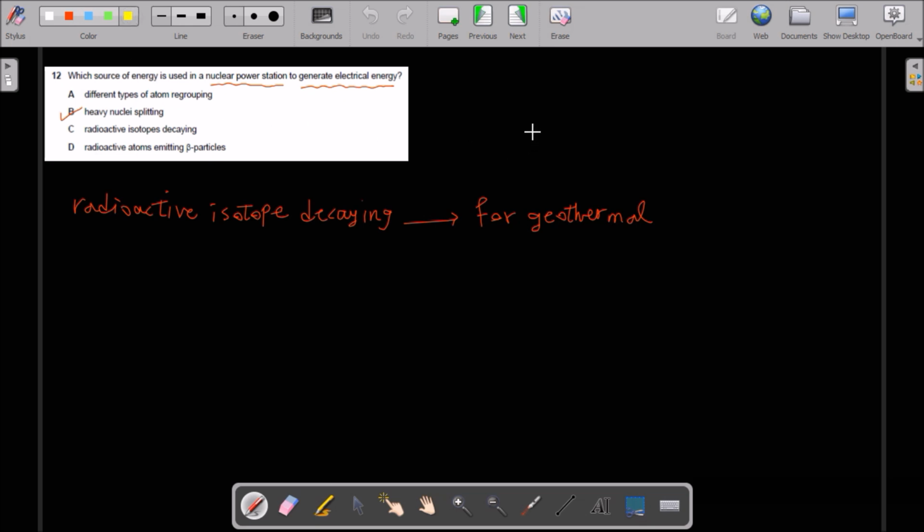Which source of energy is used in a nuclear power station to generate electrical energy? We know that in a nuclear power station, heavy nuclei are splitting and give energy. That's why B is right. About radioactive isotope decaying, it is for geothermal energy. So it is for geothermal, the source of energy inside the earth.